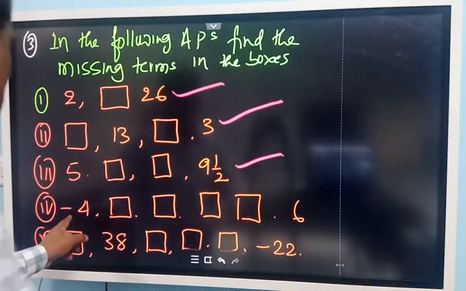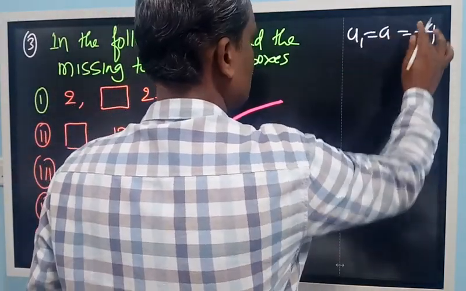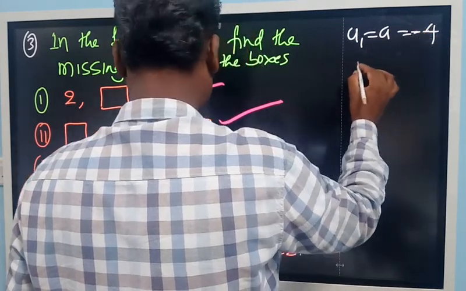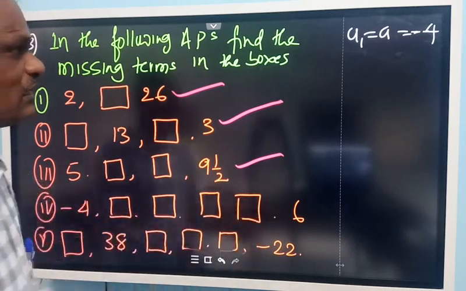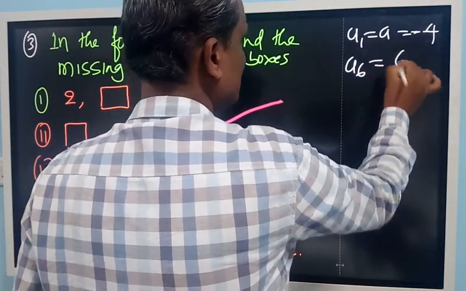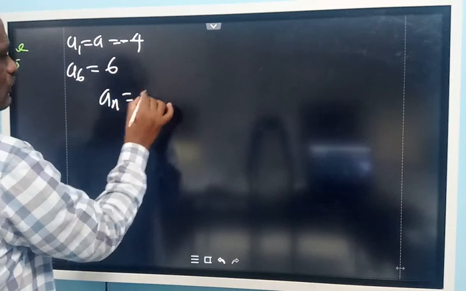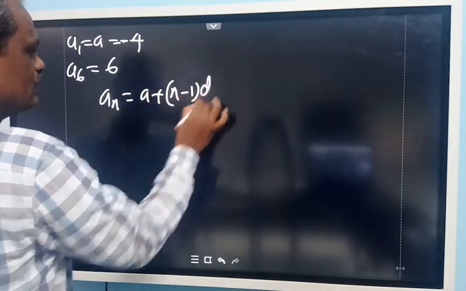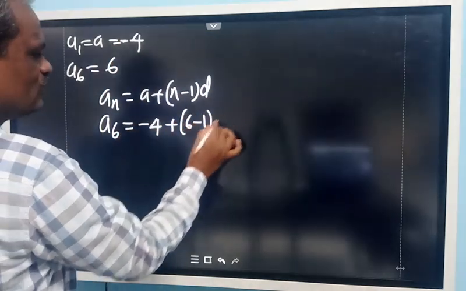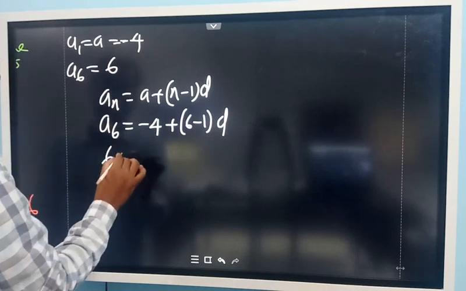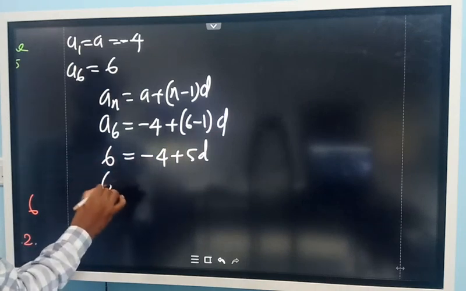You can look at this. Fourth question, A1 is equal to A. It is minus 4. Now this 6 is the last term. First, second, third, fourth, fifth, sixth term. So A6 is 6. Use this sixth term to find the common difference. AN is equal to A plus (N minus 1) into D. So A6 is equal to A, which is minus 4, plus (6 minus 1) into D. A6 is nothing but 6 itself. So minus 4 plus 5D, 6 minus 1. Transfer this to the right side.